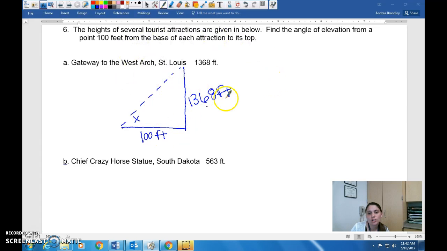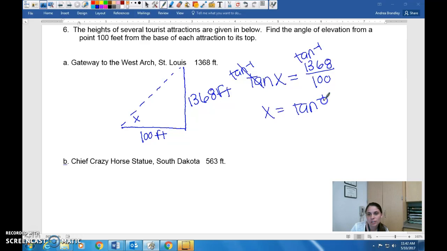So I have opposite and adjacent, which is tangent. So the tangent of x is equal to the opposite over the adjacent. And then if I go ahead and take the inverse tangent of both sides, x is equal to the inverse tangent of 1368 over 100. So if I go ahead and calculate that, I'm left with 85.8 degrees.